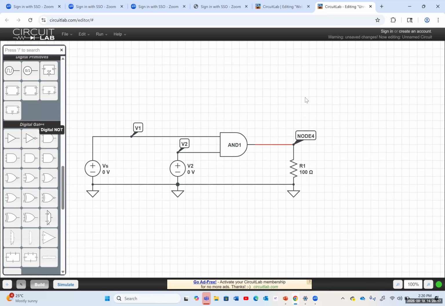Now, what happens if I add a NOT gate over here? Instead of this, let's delete this and add a NOT gate. If I have 0, 0 in the input, what would the output be? 1. So you can see both the inputs are 0 volts, but the output is 5 volts, which is the logic of 1.